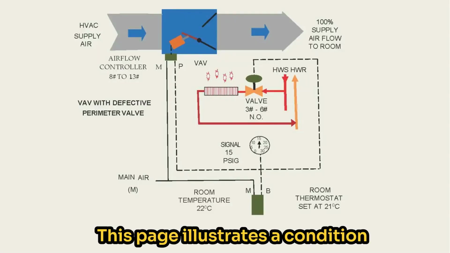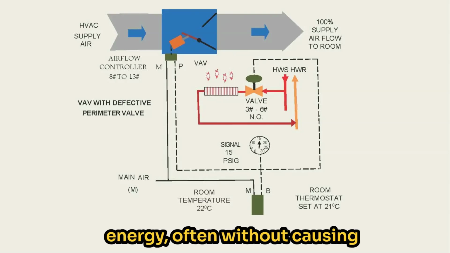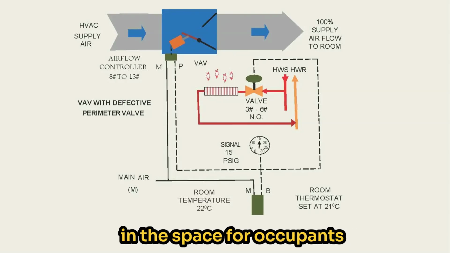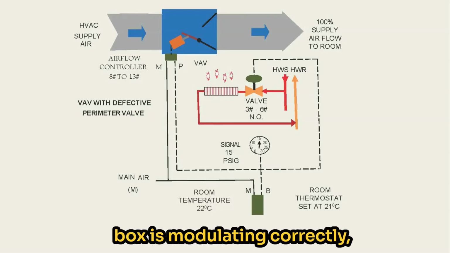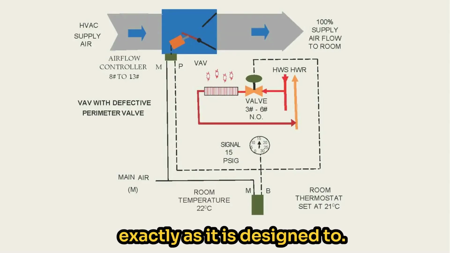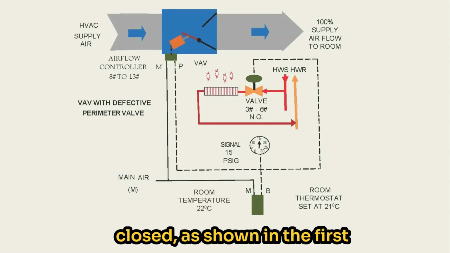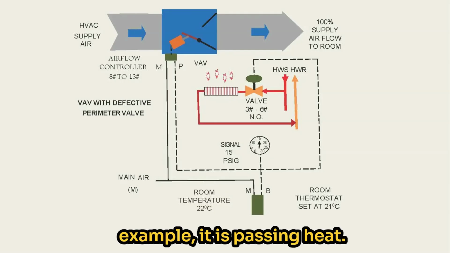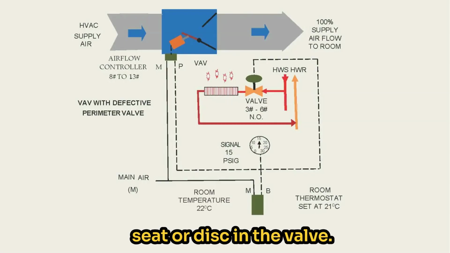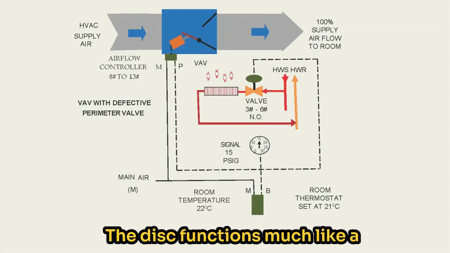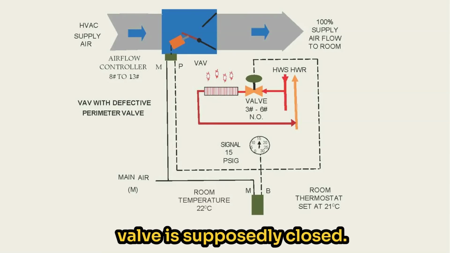This page illustrates a condition where a perimeter heating valve in a VAV box can waste a significant amount of energy, often without causing enough temperature change in the space for occupants to notice or complain. In this scenario, the VAV box is modulating correctly, exactly as it is designed to. However, the heating valve, despite having sufficient control pressure to remain closed, as shown in the first example, is passing heat. This heat leakage is typically caused by mechanical wear and tear on the seat or disc in the valve. The disc functions much like a washer in a household faucet. When it degrades, leakage occurs even when the valve is supposedly closed.